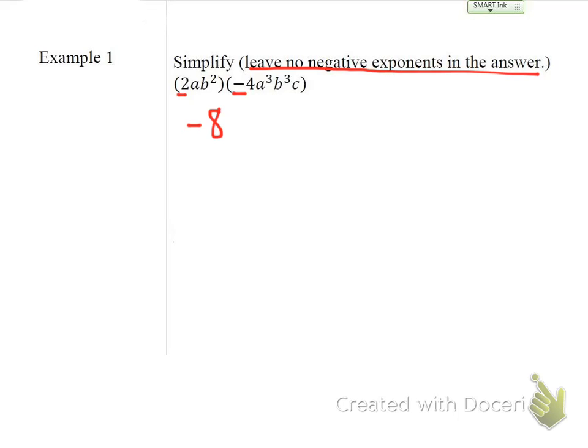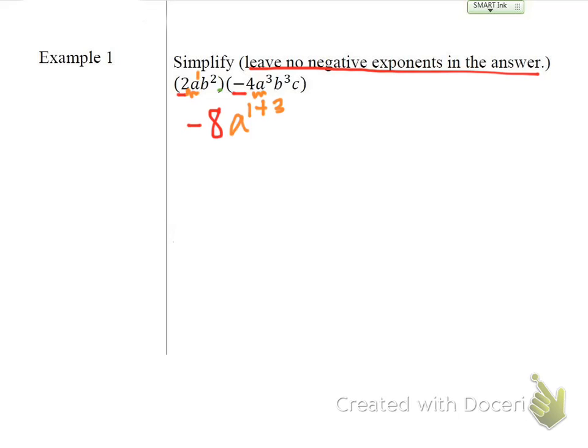Now let's multiply the a's. I have a and a to the third. If I have just a by itself, that's actually a to the what? To the first. So I'm going to write it out this way just once so you guys have the work. This is going to be a to the first plus 3 because we're multiplying, so you add the exponents.